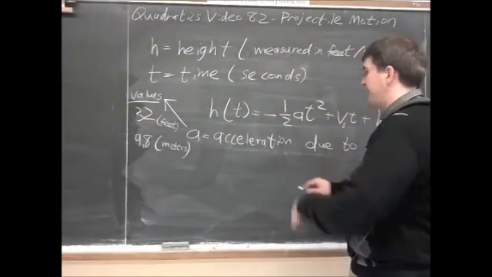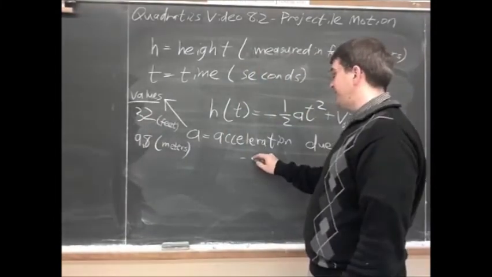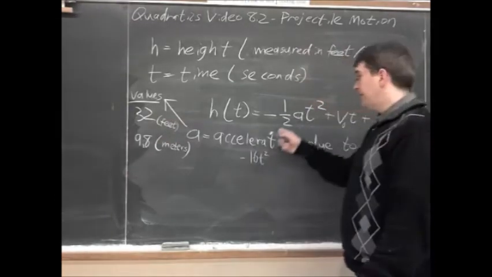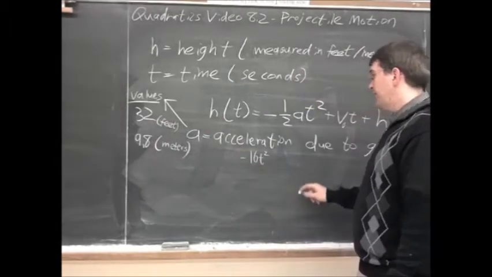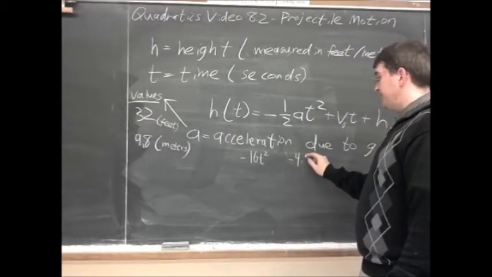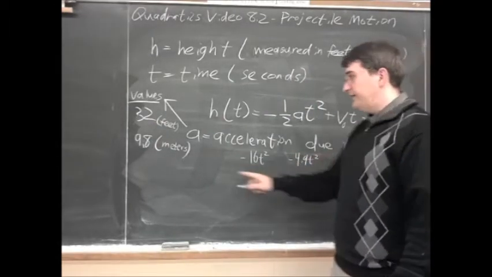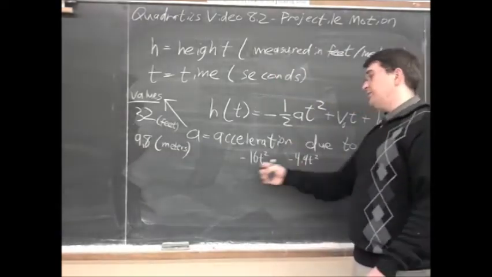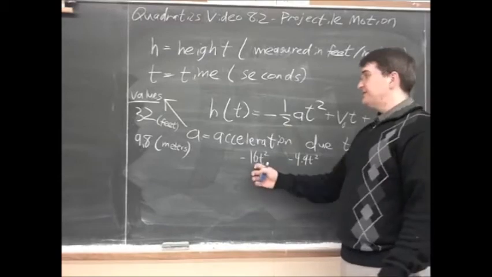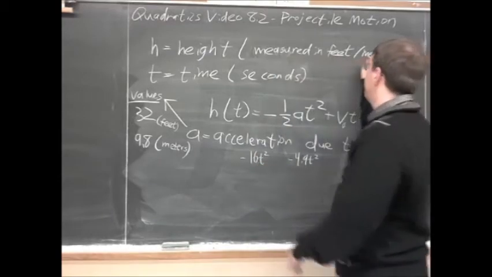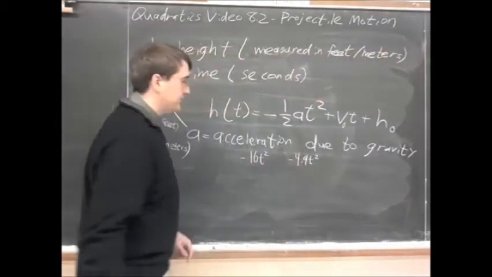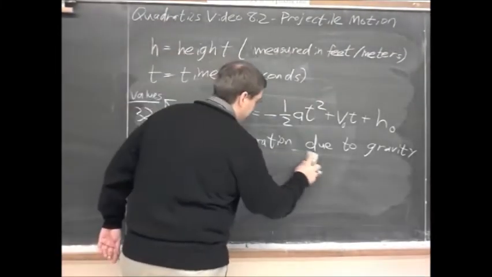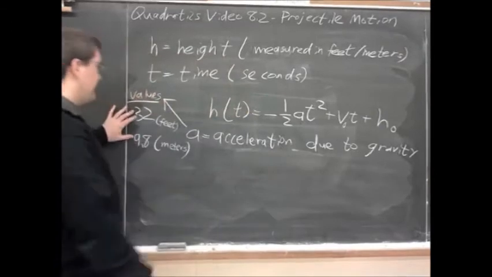What this means is that this first term is pretty much always going to be either negative 16 t squared, since half of 32 is 16, or it's going to be negative 4.9 t squared if we're talking about meters. This first term is always going to be one of these two things. And it depends on if you're talking about feet or meters exactly which of those it's going to be, but it's always going to be one of those. So acceleration, a, is always one of these numbers.